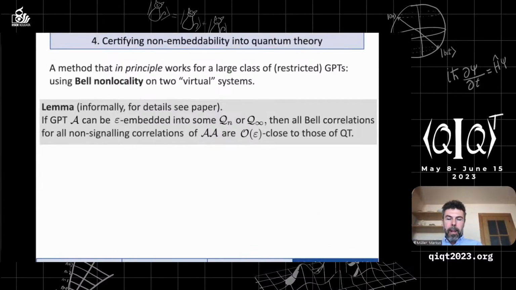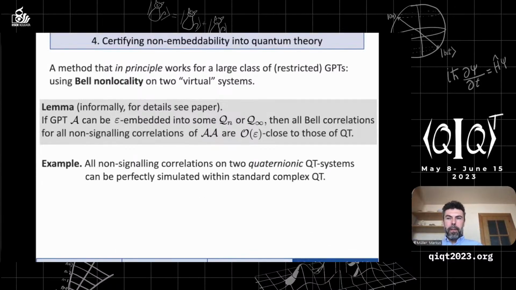Well, okay. So what does this tell you? Here's an example, again, for a mathematical physicist, something nice that this tells you. For example, if you have two quaternionic quantum systems, two quaternionic bits, and you look at all the possible non-signaling correlations on two copies, then since quaternionic quantum theory can be perfectly embedded into complex quantum theory, they must all be simulable within standard complex quantum theory. So for pairs of systems, quaternionic quantum theory cannot give you new correlations.